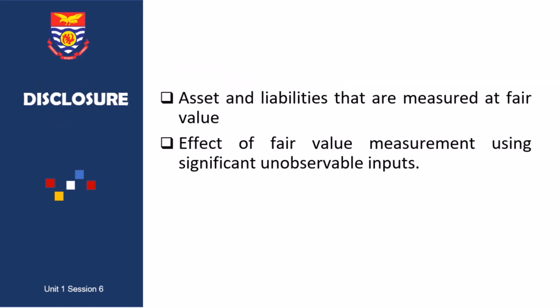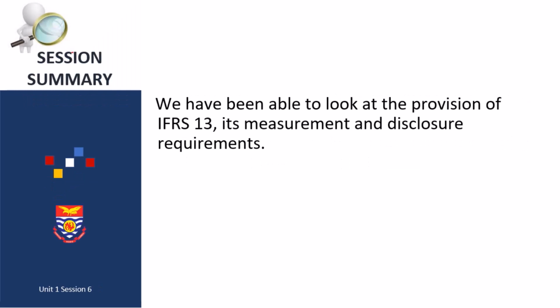Now, what are the disclosure requirements? So as an entity, you need to disclose the assets and liabilities that are measured at fair value. Then you also have to check for the effect of fair value measurement using what? The significant unobservable input. So if you make use of this significant unobservable input, what will be the effect on the fair value measurement? So this must also be disclosed alongside to help users make an informed decision from the financial statements.